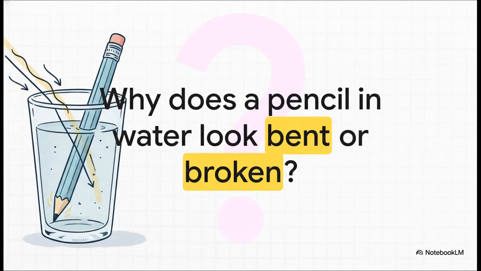I mean, who hasn't seen this, right? You stick a perfectly straight pencil or a straw into a glass of water, you look at it from the side, and boom, it looks like it snapped right in half where it hits the water. It's such a simple little illusion, but it's actually a clue to something really fundamental about how light works.